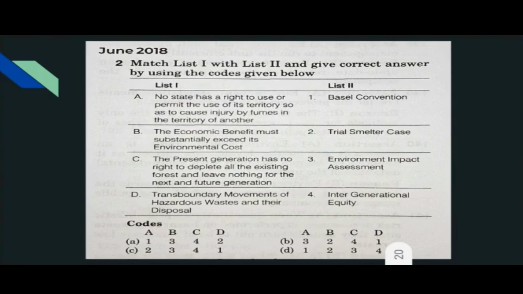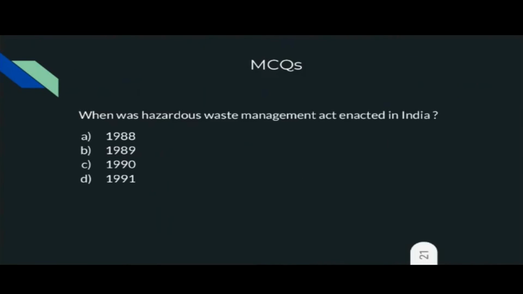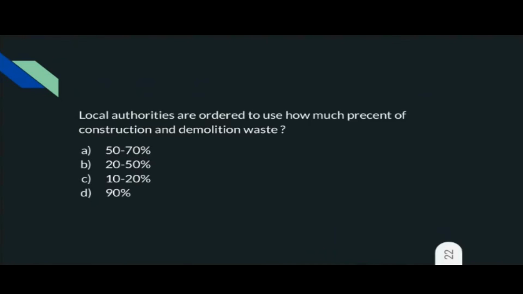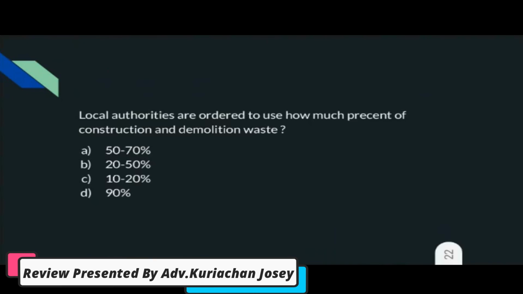So these two previous year questions were found. Now moving on to other kinds of MCQs. When was the Hazardous Waste Management Act enacted in India? I have told earlier that it was first enacted in India in the year 1989. So the right option is option B, 1989. The next question: local authorities are ordered to use how much percent of construction and demolition waste? This also I have mentioned. Local authorities are ordered to use 10 to 20% of construction and demolition waste. So the right option is option C.